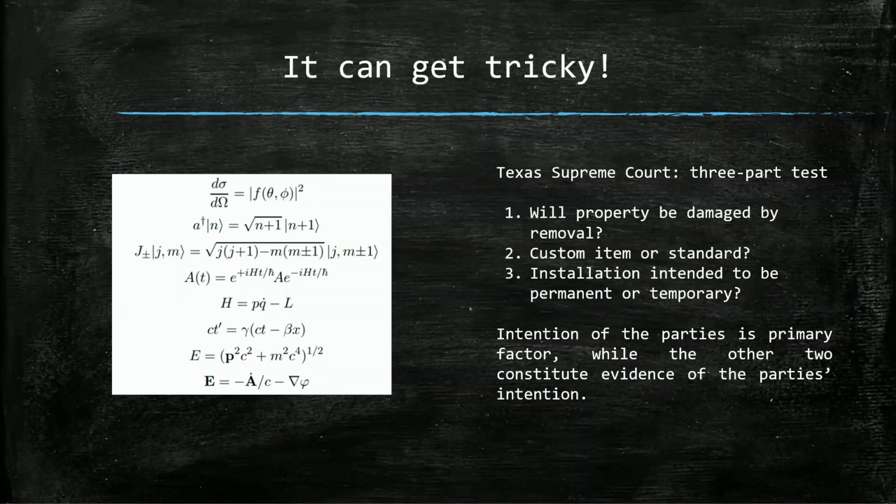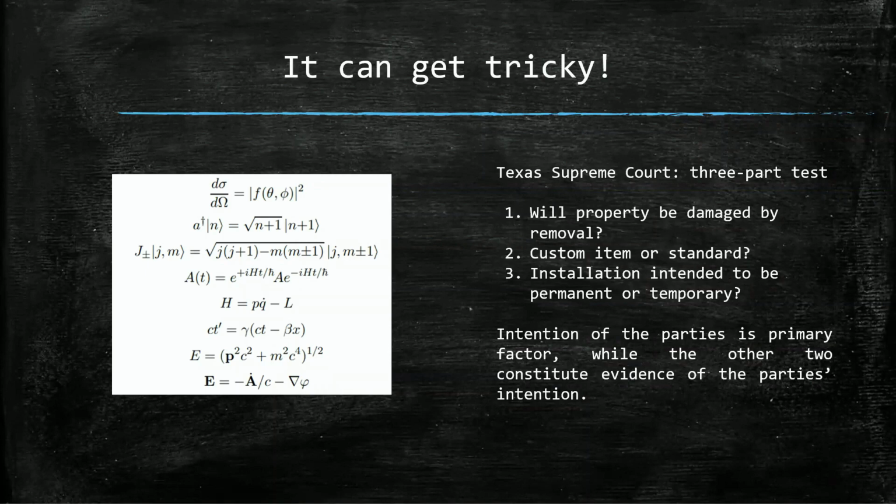So what the Texas Supreme Court tells us is here's our 3-part test. Is this item going to be damaged? Or I'm sorry, is the property going to be damaged if I remove this item? If I'm talking about a mirror that's hung on a nail on a wall, I can just pick that up and take it. It's not permanently attached. But if it's a wall-mounted mirror that's glued to the wall and I'm going to have to tear out the sheetrock in order to get the mirror, well, then that probably is a fixture.